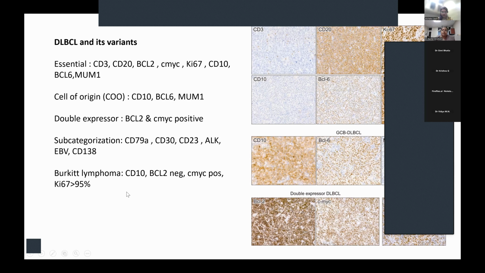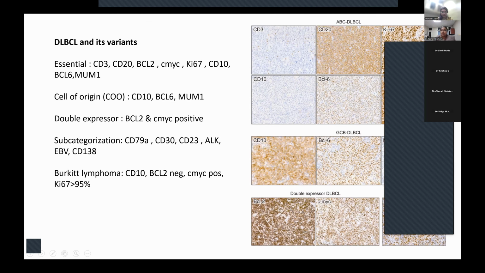So one important point to make is that if the morphology you're seeing is of a medium-sized atypical lymphoid population with a starry sky pattern, and IHC confirms a B cell NHL with a Ki67 index approaching almost 100%, CD10 is positive, c-MYC is strongly positive, but BCL2 is negative, think of Burkitt's lymphoma and advise the molecular studies.